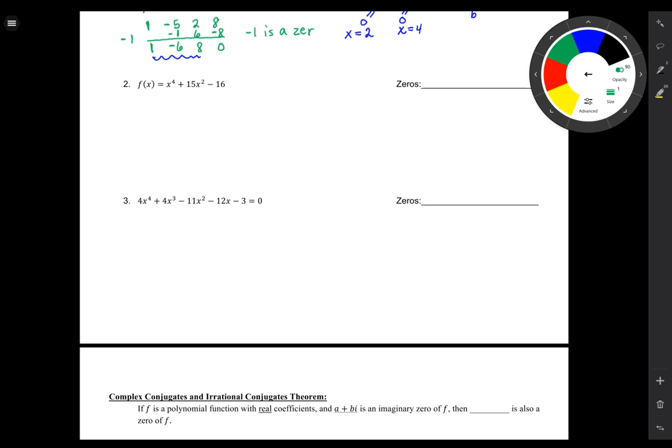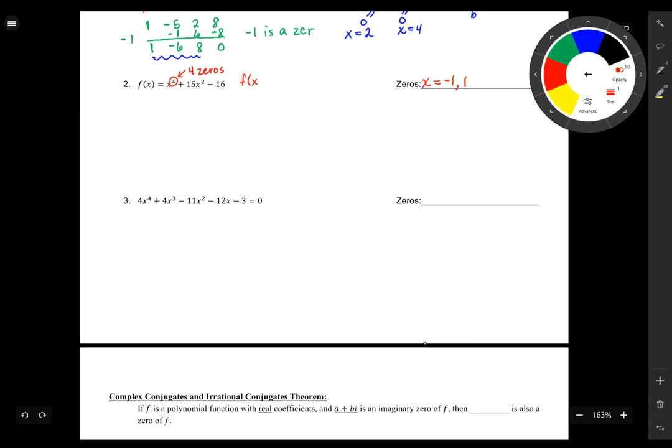Problem number 2 will also have 4 zeros. And I'm going to tell you that, again, -1 and +1 are going to be 2 of your zeros. So let's just indicate it. I do want to tell you something here. When we're doing synthetic division, you have to be really, really careful. First of all, we're going to have to rewrite this equation.